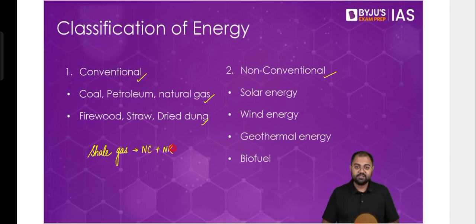Now in the chapter, first we'll discuss all the conventional sources of energy, and then from conventional sources we will move on to the non-conventional sources of energy. All right. So this is the route we are going to take in this particular chapter. So first topic for us is coal.